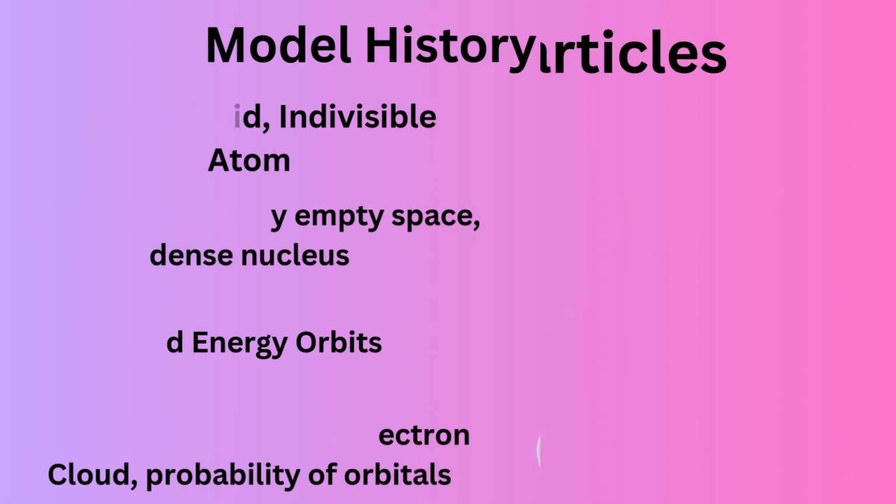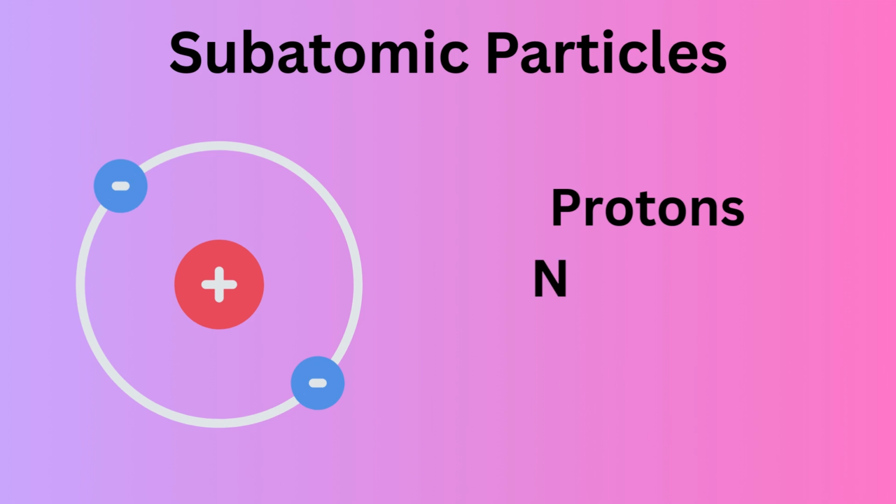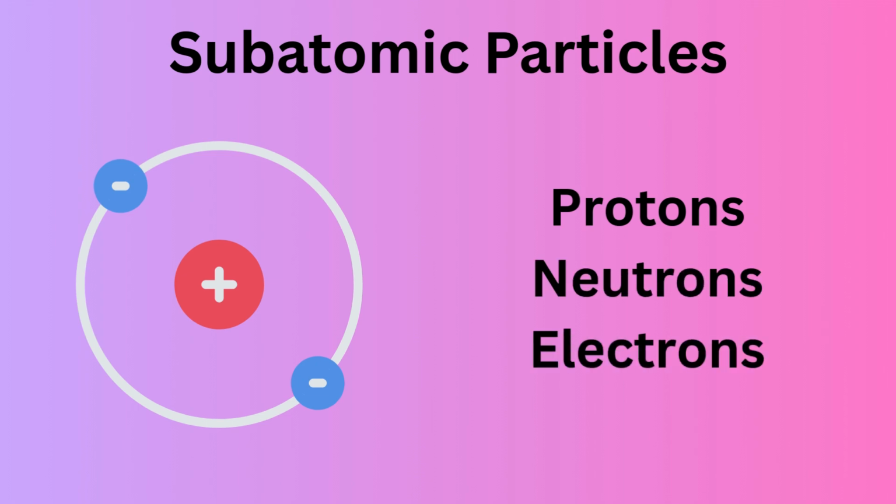Alright, so let's zoom in now on what those atoms are actually made of. Those subatomic particles, the super tiny bits. Yeah, let's break it down. So we're talking about protons, neutrons, and electrons, the fundamental ingredients.